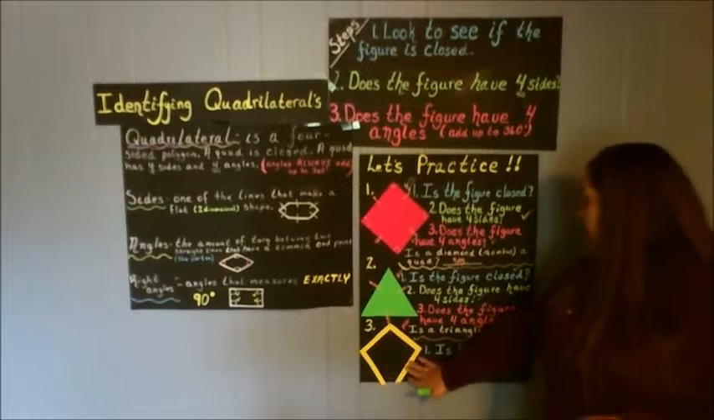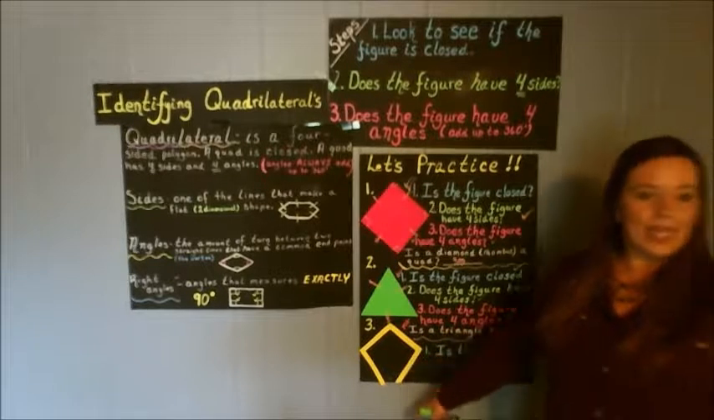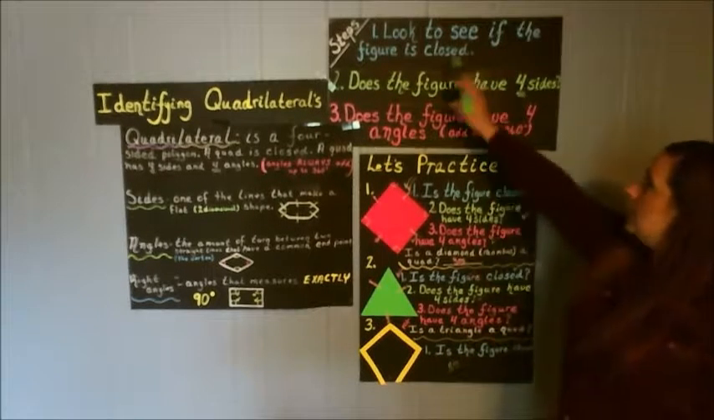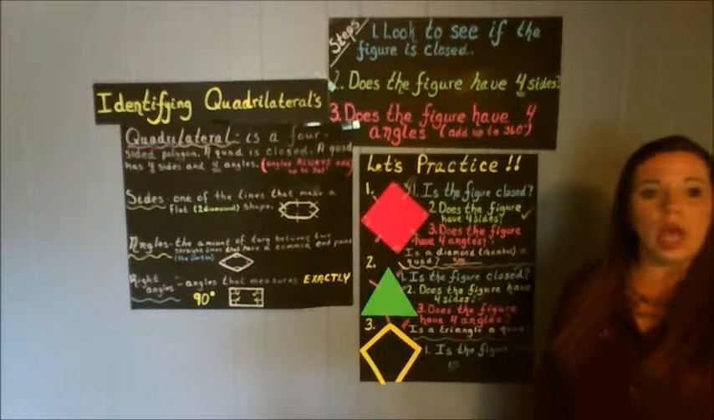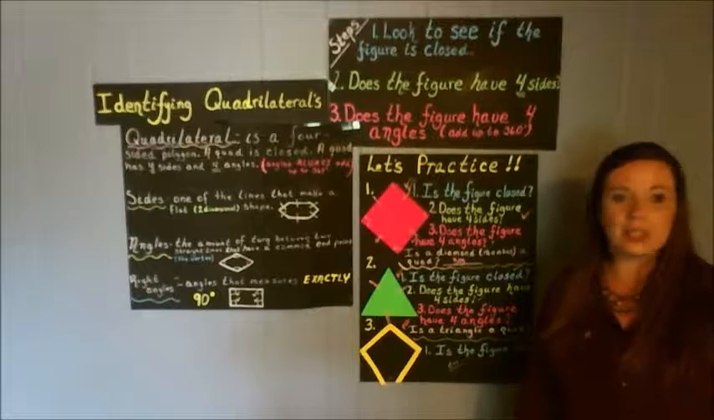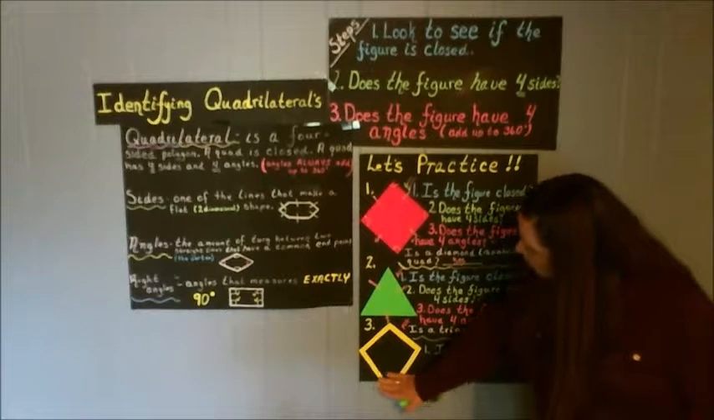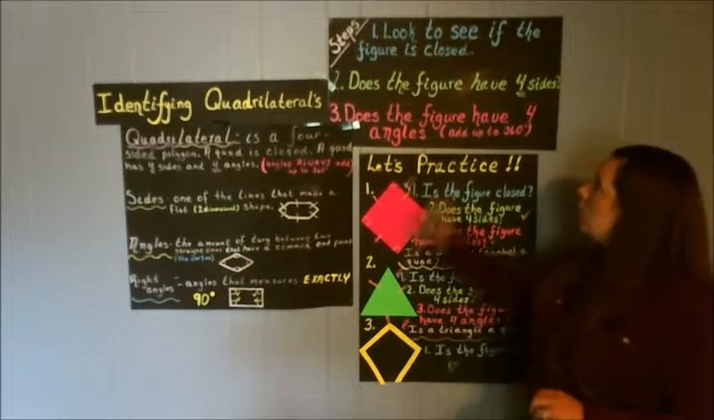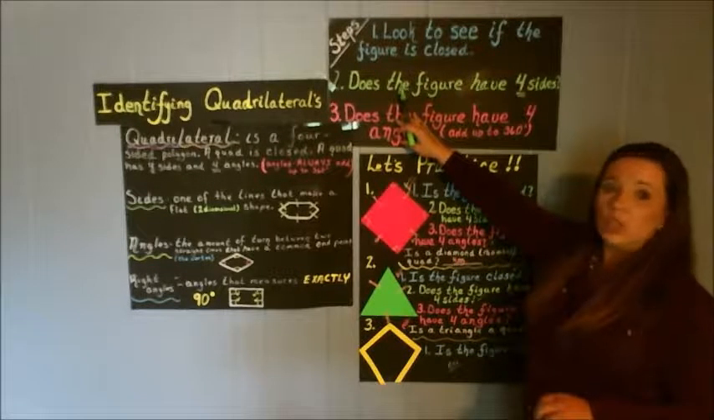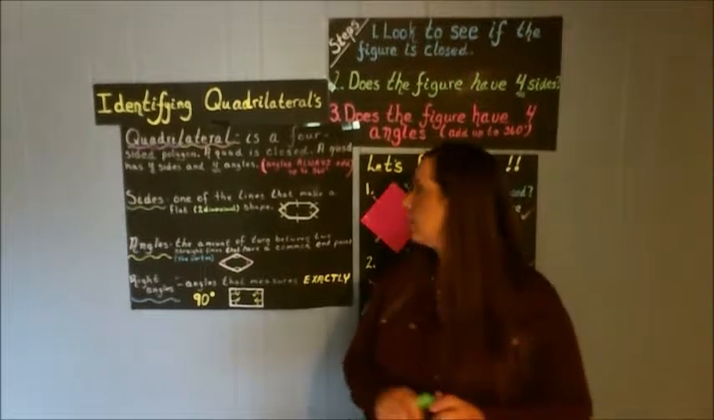All right, last practice problem. Let's see. Trey, step number 1, look to see if the figure is closed. Trey, is this figure closed? No, it's not. That's right. It's missing one of its sides down at the bottom. Okay? So since the figure is not closed, which is step number 1, would we move to step number 2? No, you stop right there, okay? The figure is not closed, therefore it is not a quadrilateral.